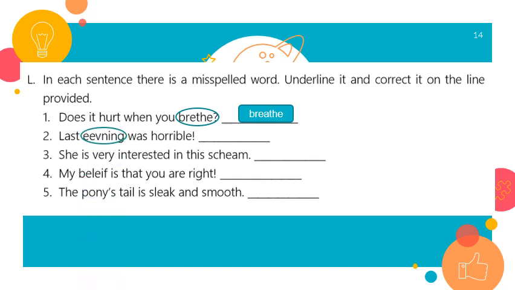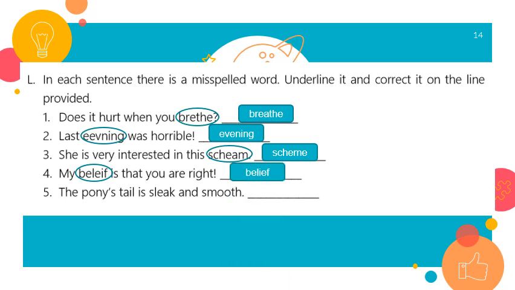2. Last evening was horrible. Evening, here it has long E sound, but the E stands alone. Okay? So it should be written as E-V-E-N-I-N-G. 3. She is very interested in this scheme. Scheme here goes with the group E consonant, E silent at the end, so it should be written as S-C-H-E-M-E. 4. My belief is that you are right. Belief is wrong. Belief here, it should be written as I-E, not E-I.